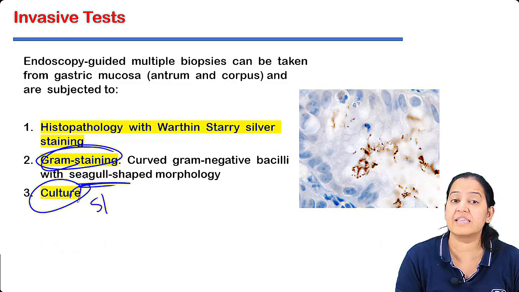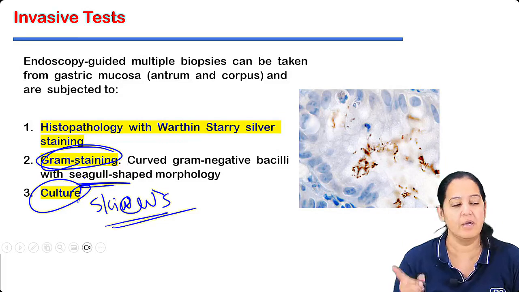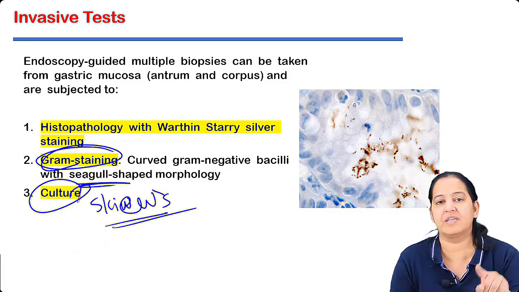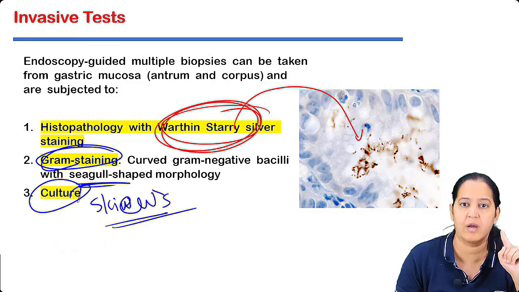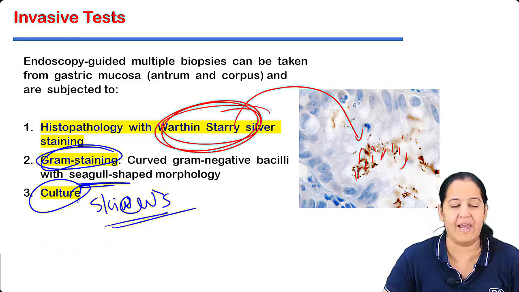Which culture? Skirrow's media. I don't know the spelling. You can do gram staining, culture on Skirrow's media, and there is a special stain. Learn the special stain. It's Warthin-Starry. Warthin-Starry gives a brown color to the H. pylori. H. pylori will get highlighted wherever it is present on the biopsy.